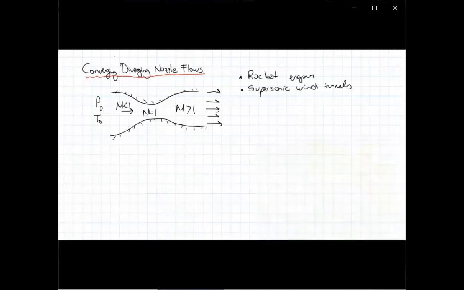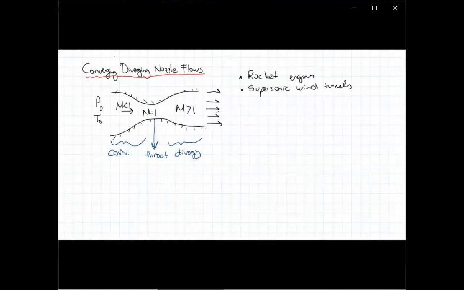Now, when I say a converging diverging nozzle, this geometry has two parts. The first part until the minimum area location, by the way, let's mark this first. This is the minimum area location, and we call it the throat. Therefore, the first part is the converging part before the throat, and after the throat we have the diverging part. So that's why we call it a converging diverging nozzle.